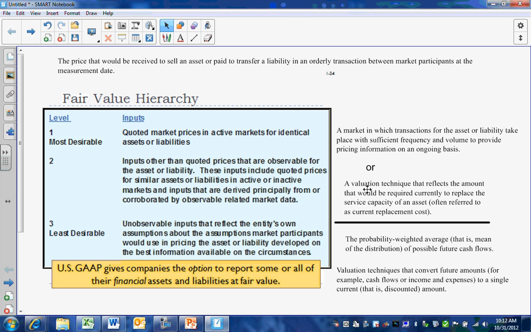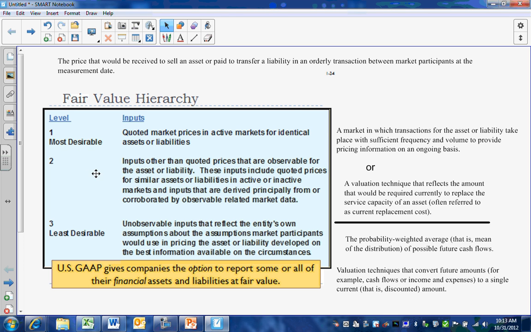The other valuation that would meet a level 1 is when we talk about replacement costs. If we have an asset, say a plant, well, the fair value of that plant would be equal to what it would cost to buy or secure or build another plant of equal quality. So we can either talk about a market or we can talk about replacement costs.